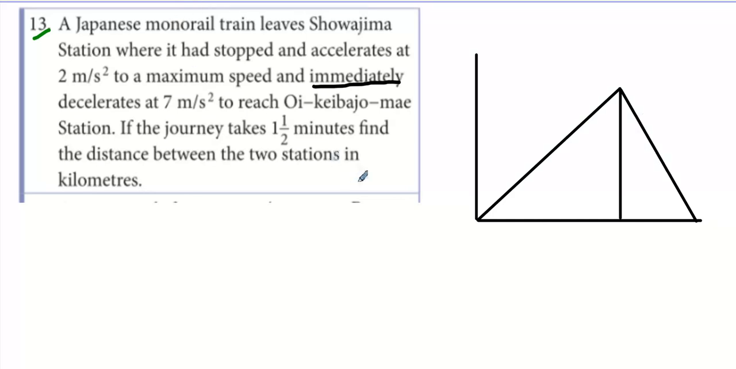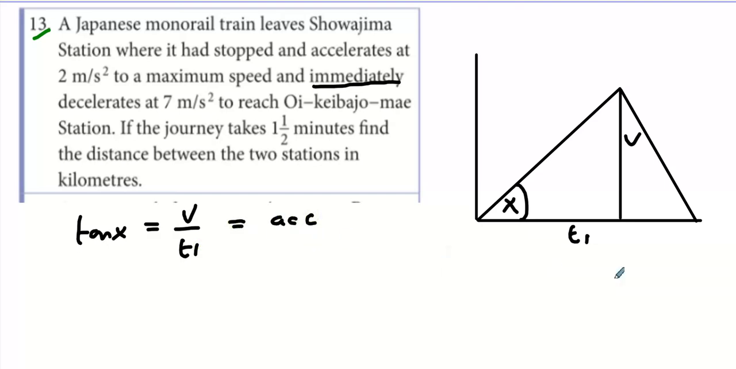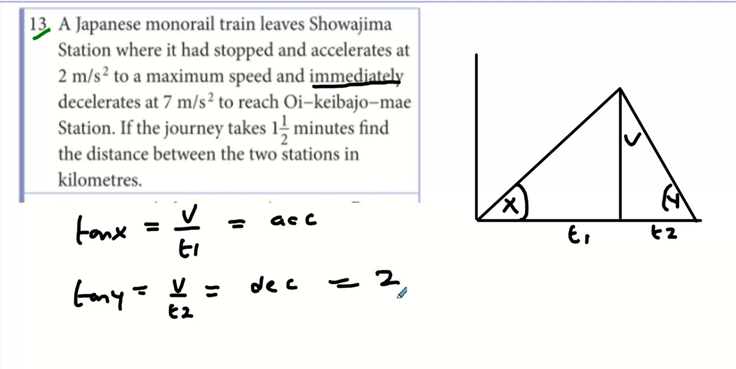Now, some tricks for you. What's tan x represent? For argument's sake, I'll call this T1 and V. What's tan x? V over T1. And tan x is actually the acceleration. Just a trick. What would tan y be? Tan y would be V over T2, which will be the deceleration. If I got an answer of 2, it actually means the deceleration is -2. Is that right? Because you know it's on the way down.